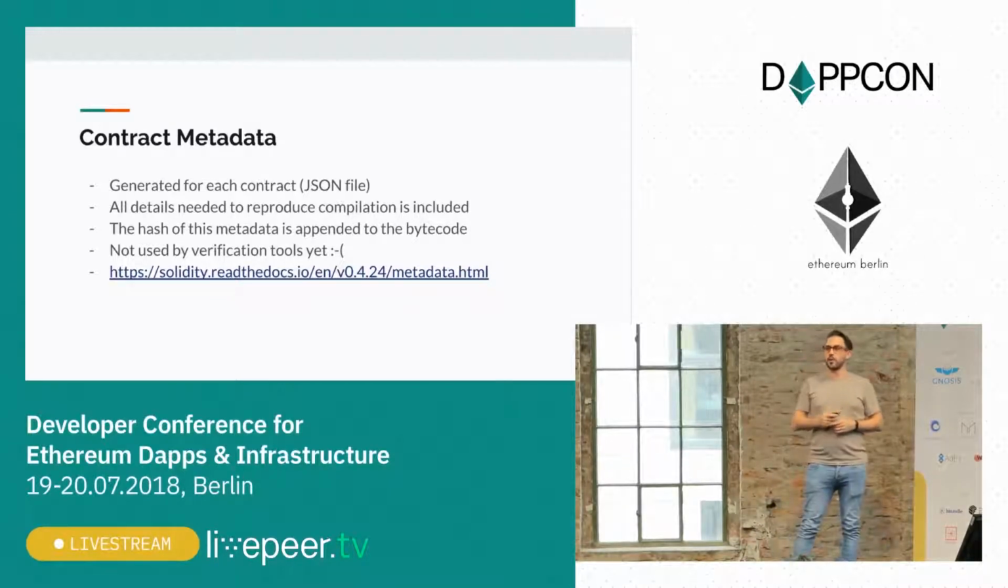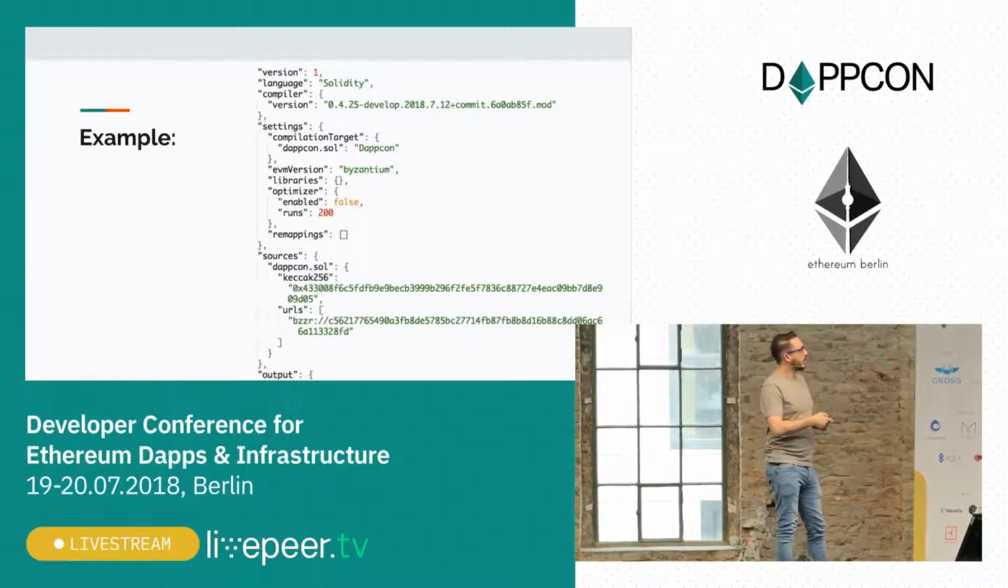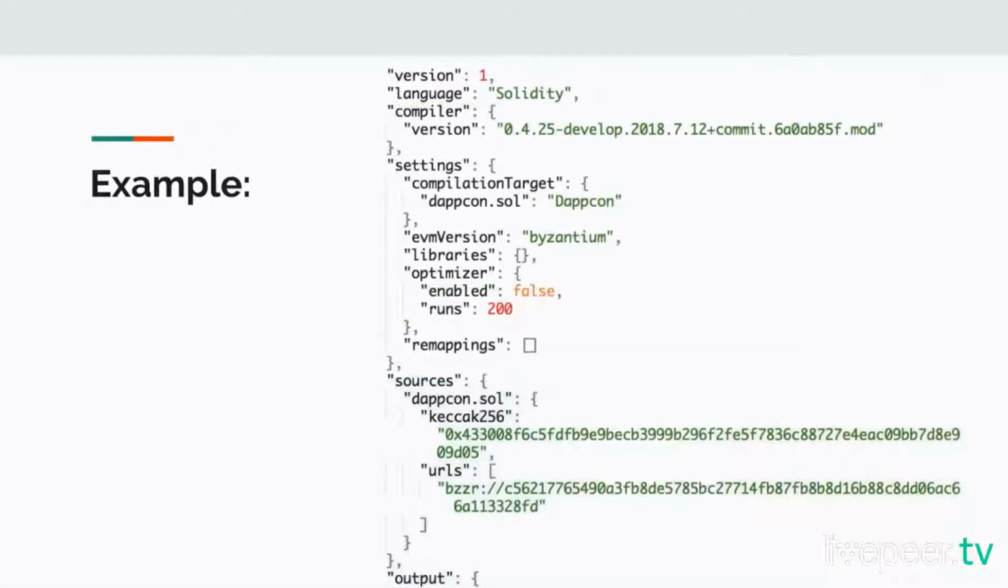So if you want to get more into this, there's a link to the documentation. But I'm going to show you an example of what this JSON file looks like. So on the top, you obviously get the correct compiler version used to compile this. And these are all the settings which were used in the compilation. And these are all the sources which can be utilized. So notice there's a hash. In this case, we haven't included the actual source code used. We just include the hash. So it's up to the user to upload the sources to a relevant URL.